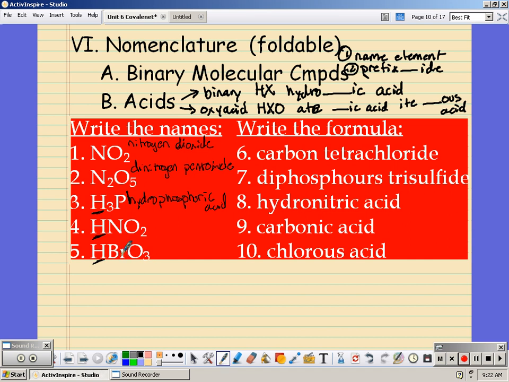Number 4, I have three capital letters, so I know it's a polyatomic or an oxyacid. I look on page 224 at my polyatomics. NO2 is nitrite, so this is nitrous acid. Number 5, I have three capital letters, so it's an oxyacid because it starts with hydrogen. BrO3 is bromate, so this would be bromic acid.